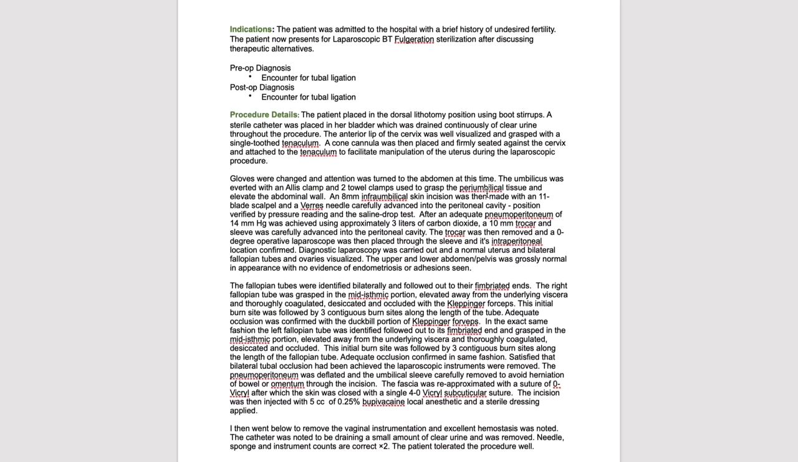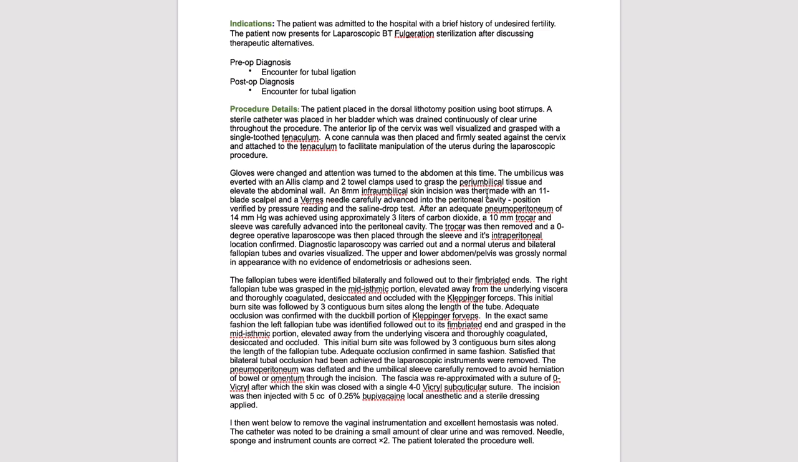Moving on to my next question. We have a patient was admitted to the hospital with brief history of undesired fertility. Patient now presents for laparoscopic bilateral fulguration sterilization. And pre-op and post-op say encounter for tubal ligation. Patient was prepped in dorsal lithotomy position. Sterile catheter was placed in her bladder. Anterior lip of cervix was well visualized and grasped with a tenaculum. And gloves were changed, attention turned to the abdomen at this time.